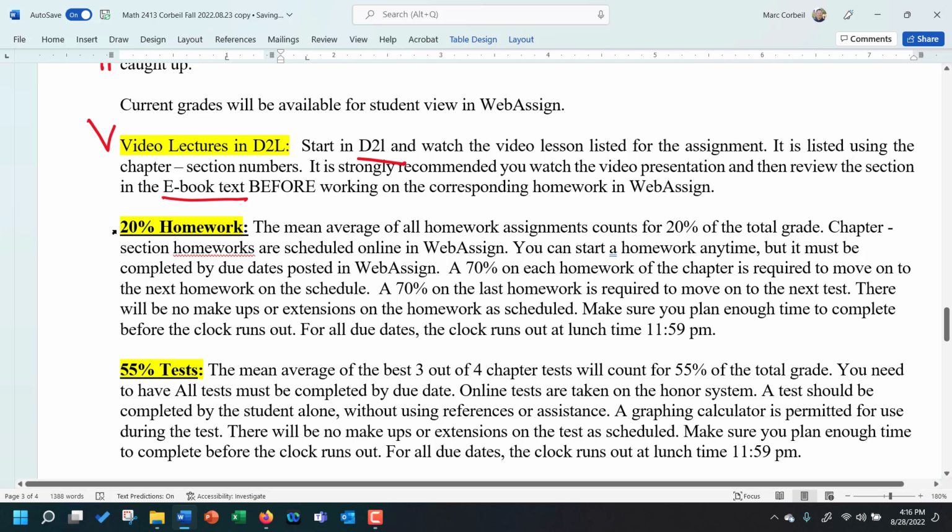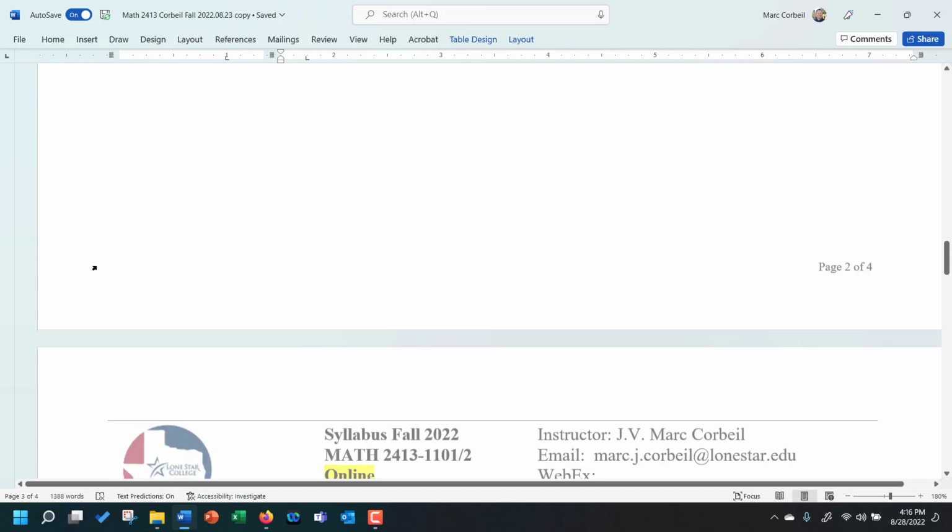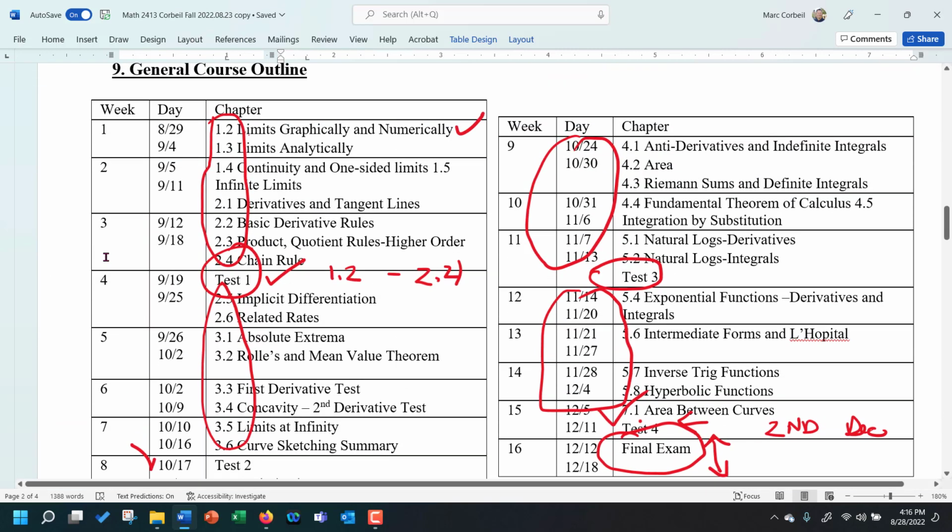So 20% of your coursework is homework. You're going to have homeworks twice a week or more. You can see the schedule here. You have some weeks where you'll have 3, like this week here. The third week you're going to have 2.2, 2.3, and 2.4. And some weeks you're only going to have 2 things, 1.4 and 2.1 in week 2.